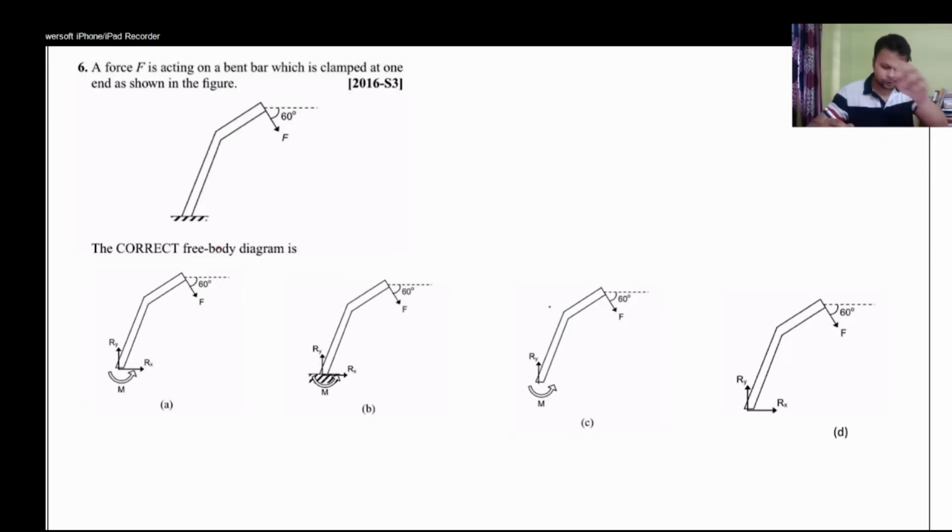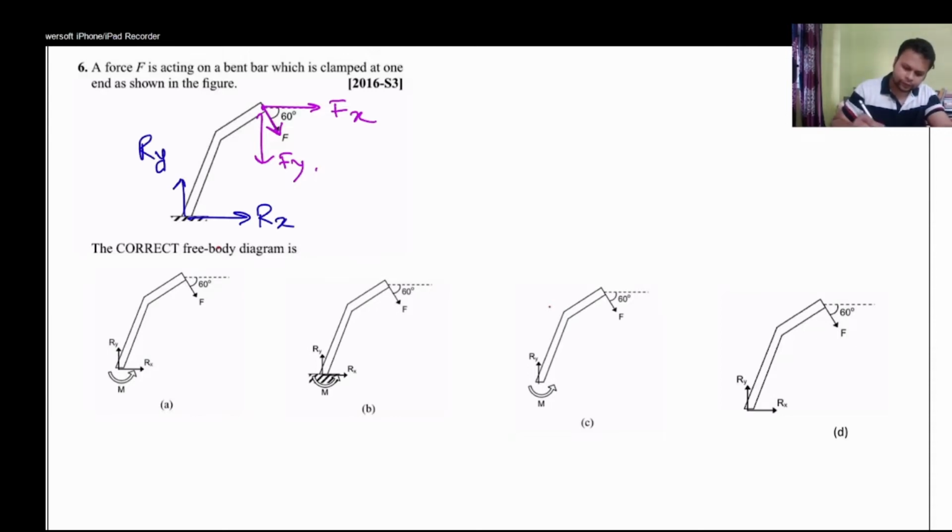Now, as you can see here, the force is in this direction. So the force will have two components, a component in the x direction and a component in the y direction. So definitely two reactions develop, a reaction in the x direction and a reaction in the y direction, right? And apart from this, you can see the force is also producing a moment, so there will also be a moment.